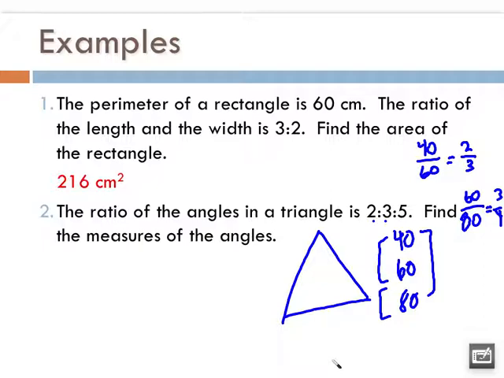Charles, I did it a bit differently. I did it a bit algebraically. What are your answers? I got 90, 36, and 54.